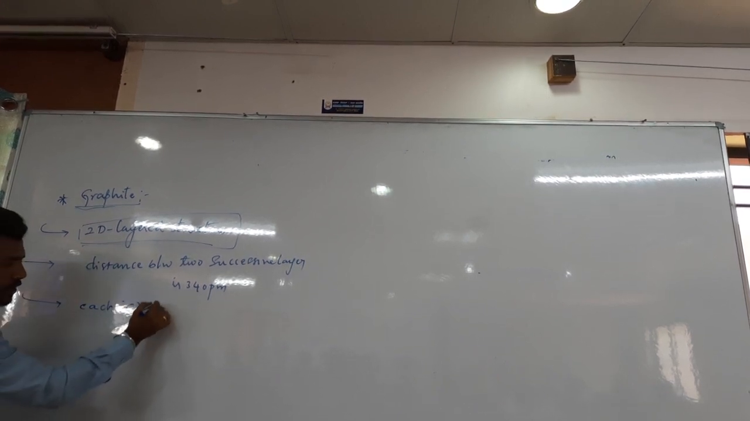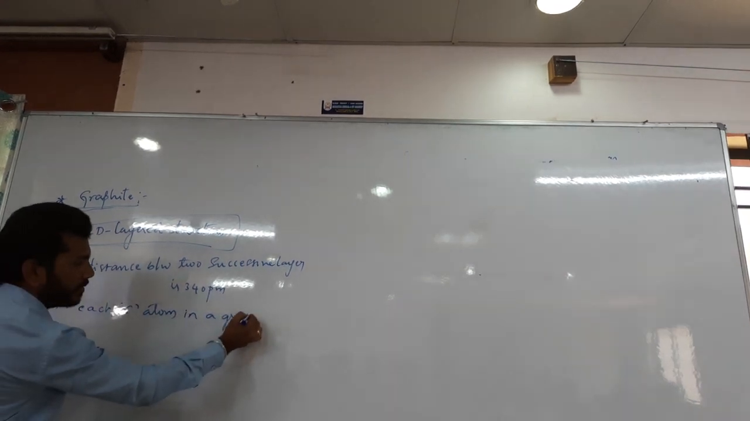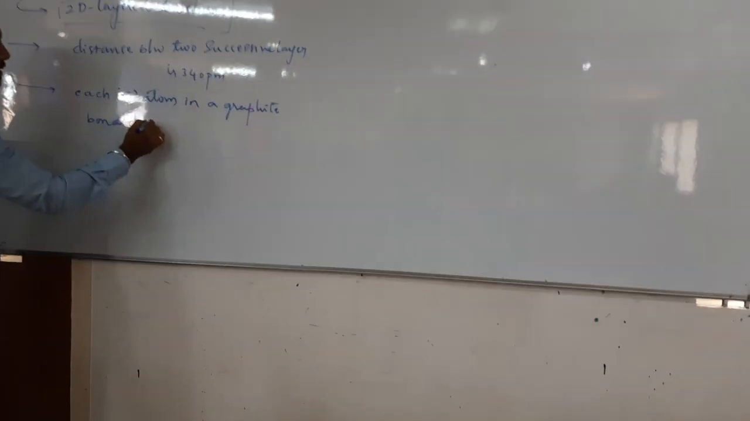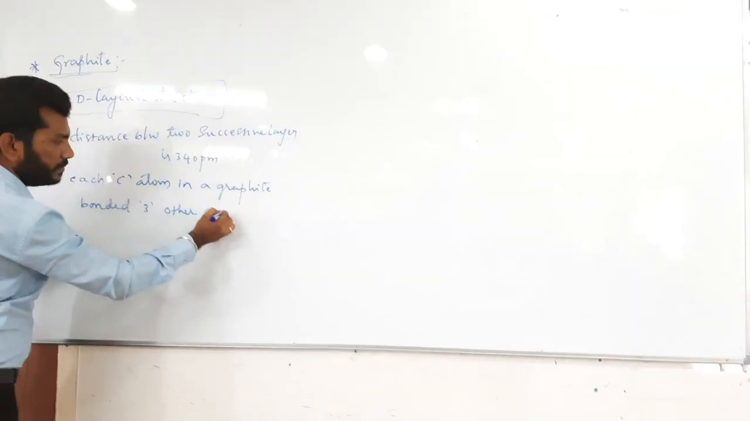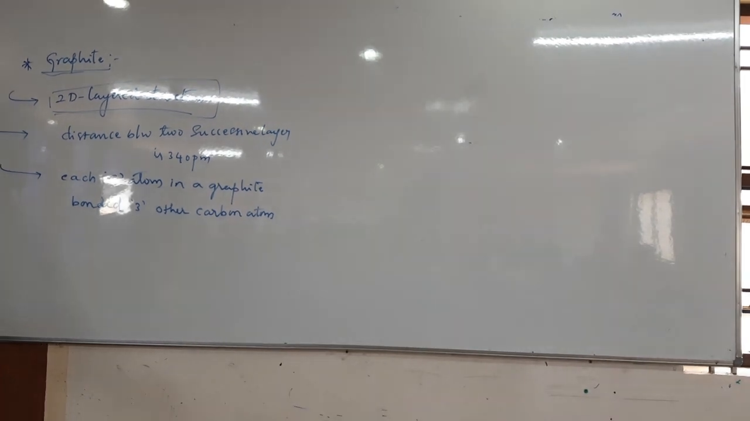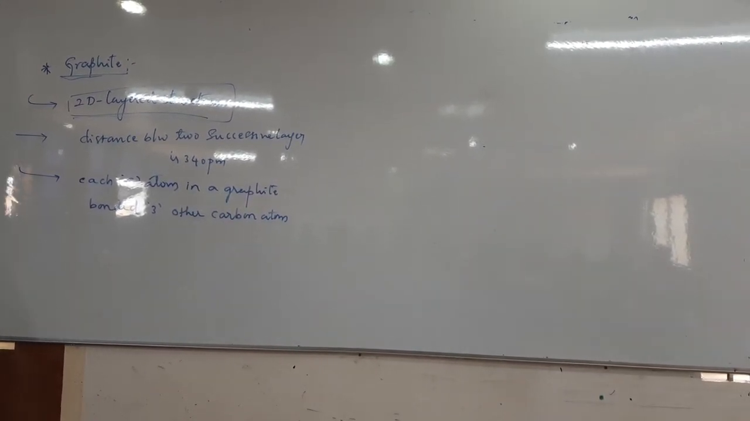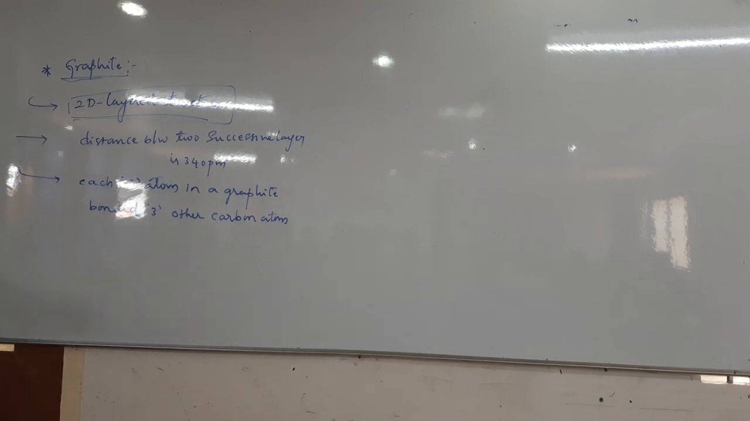So each carbon atom in graphite is bonded to 3 other carbon atoms.